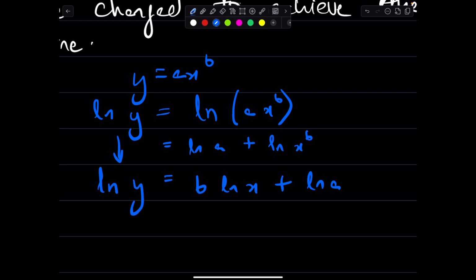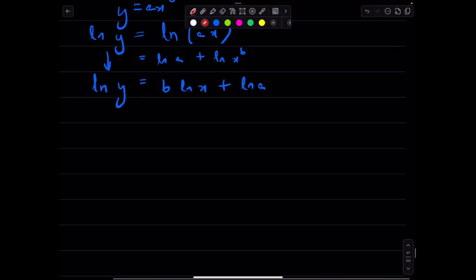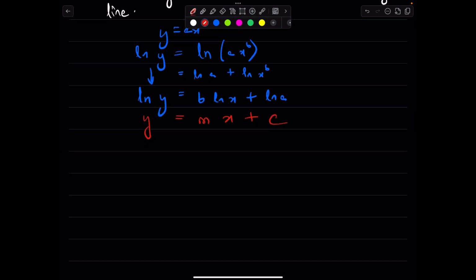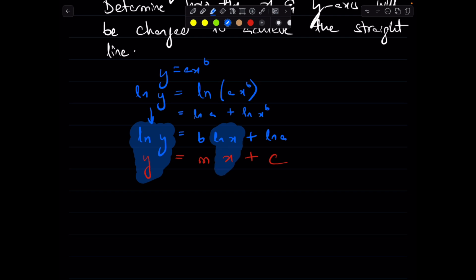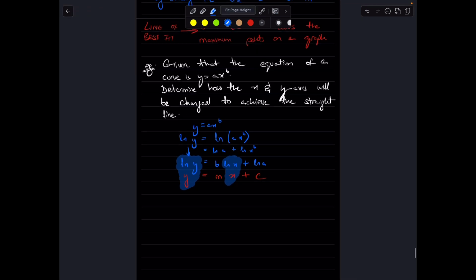Once I'm done simplifying, I need to compare this with the general form of a straight line equation. y is equal to mx plus c. Then by comparison, I can deduce a few facts. That is, ln y should be plotted on the y-axis and ln x should be plotted on the x-axis to achieve a graph of a straight line with gradient b and y-intercept ln a.